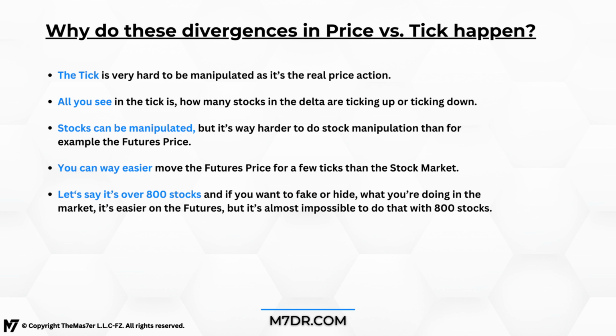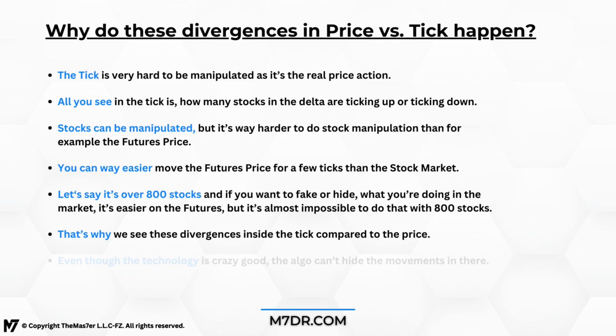It's over 800 stocks, let's say, and if you want to fake or hide what you're doing in the market, it's easier on the futures, but it's almost impossible to do that with 800 stocks. And that's why we see these divergences inside the tick compared to the price. Even though the technology is crazy good, the algo can't hide the movements in there.